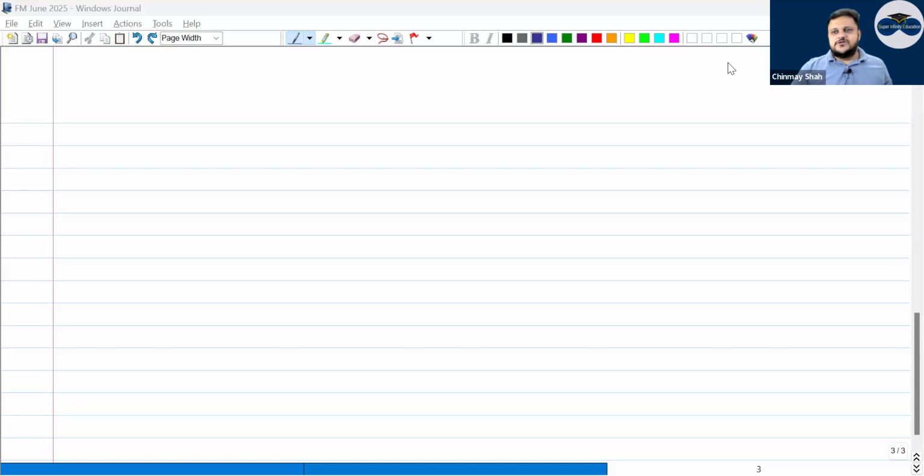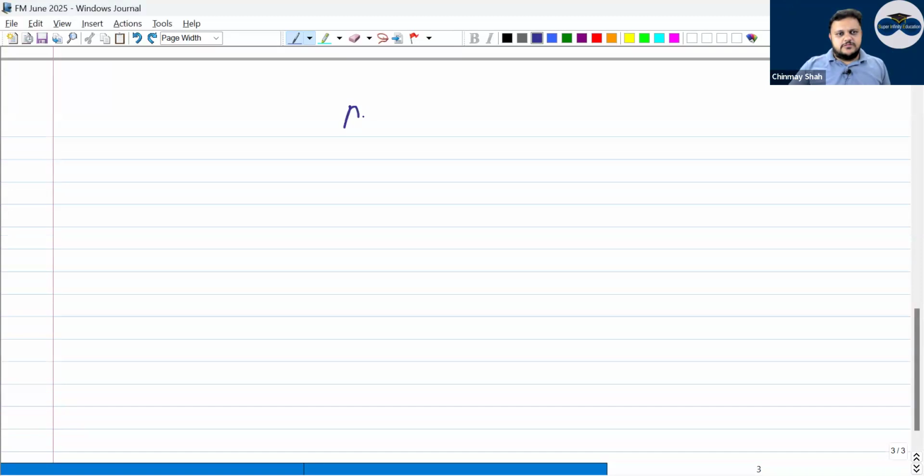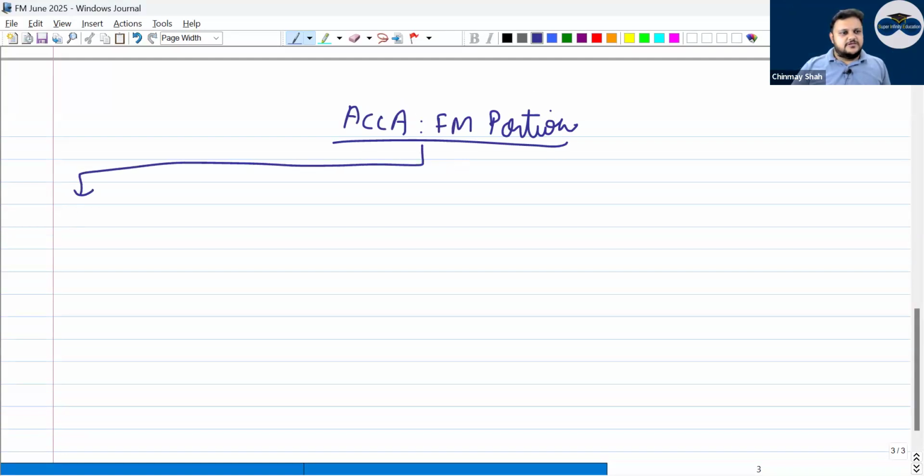Now is the screen visible? So now let's map out the ACCA FM portion, correct? ACCA FM portion. Write this in your books. Most important part I am giving. What will be asked in section A, what will be asked in section B, will be written here, correct?